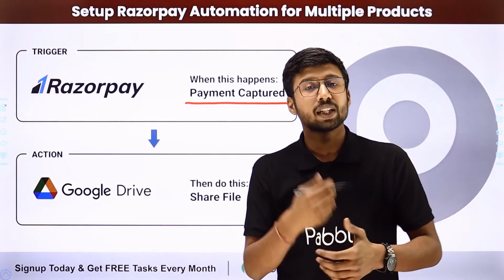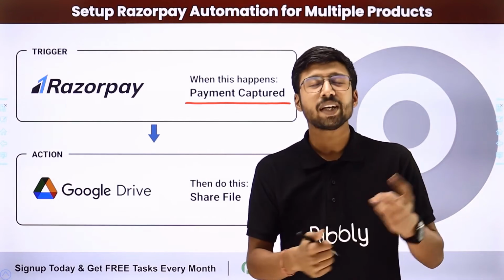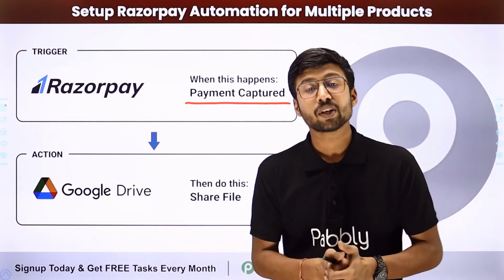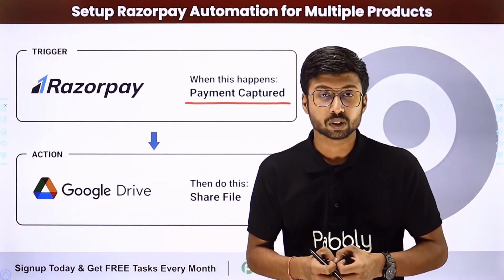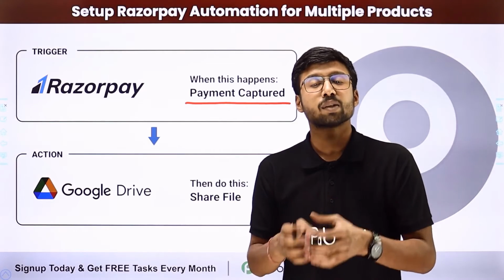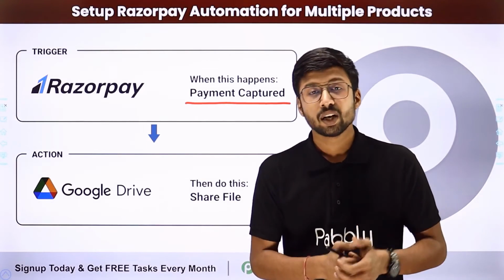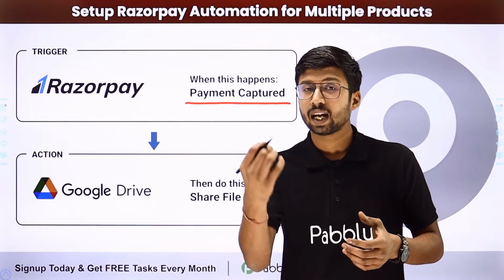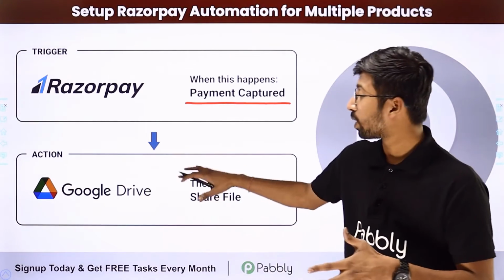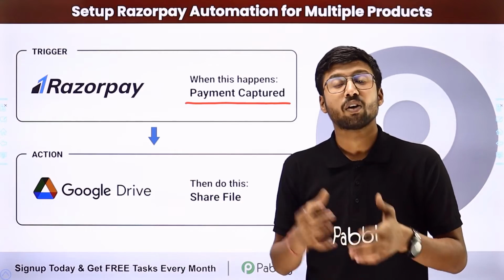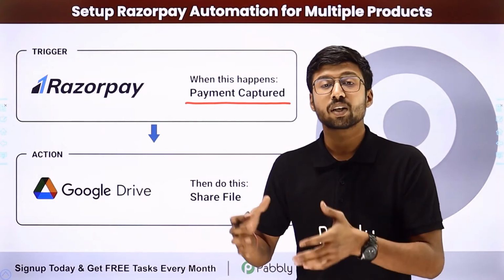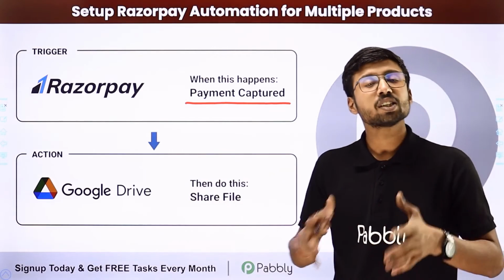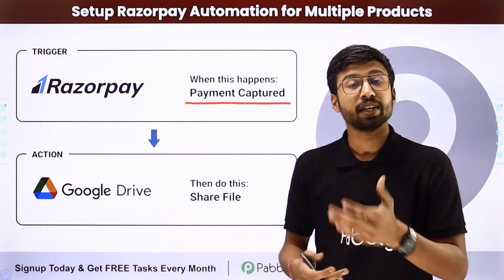So let's take an example like I'm selling some online courses, 3 different courses, and each course has a different price. And I'm using Razorpay to collect the payments from my users. Now, for example, if the customer makes a payment of 500, then I want to share a specific course. If they make a payment of 700, then I want to share a specific course file from my Google Drive. And if they make a payment of 1000, then I want to share the course file of some other course of the third course from my Google Drive. So this is the kind of setup we are going to automate in this video.